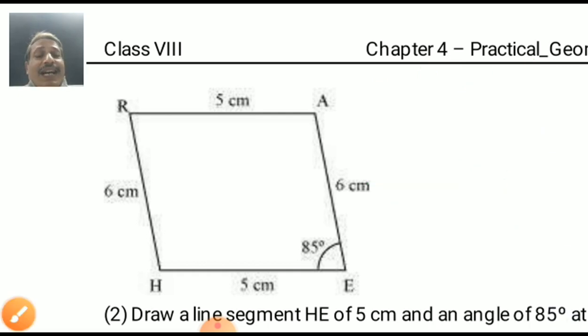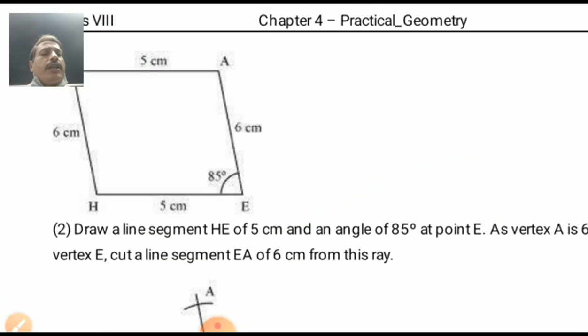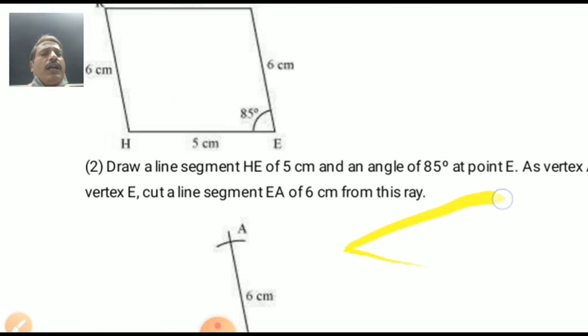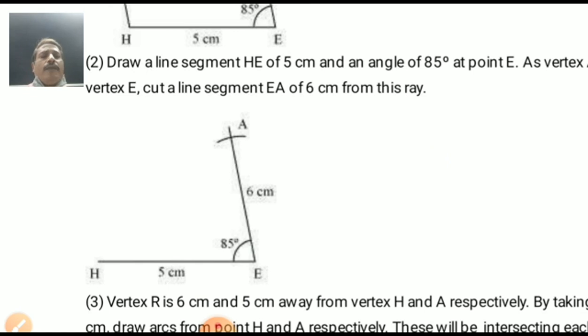Here is our parallelogram HEAR of the given measurements, which I already gave in homework. I hope you have already drawn it. Now look at how it is made. Here is the rough sketch. Draw a line segment HE of 5 cm and an angle of 85 degrees with the help of a protractor at point E. Vertex A is 6 cm from E to A.